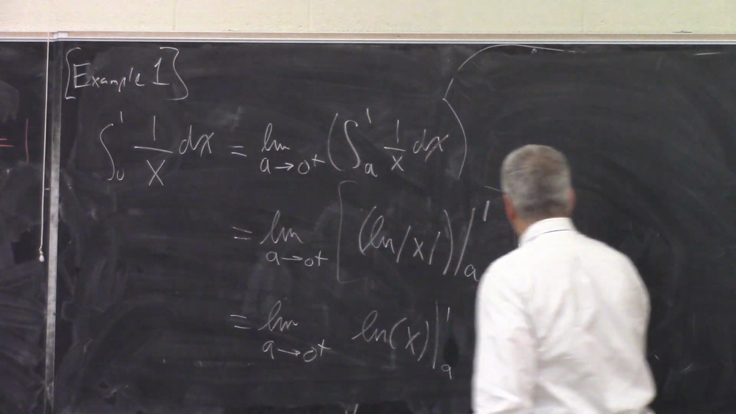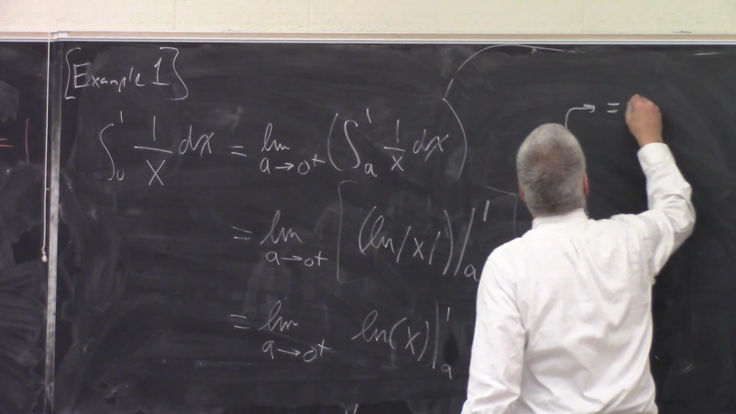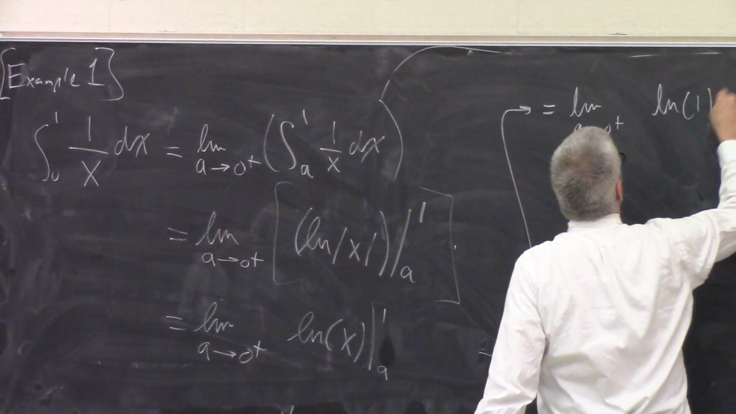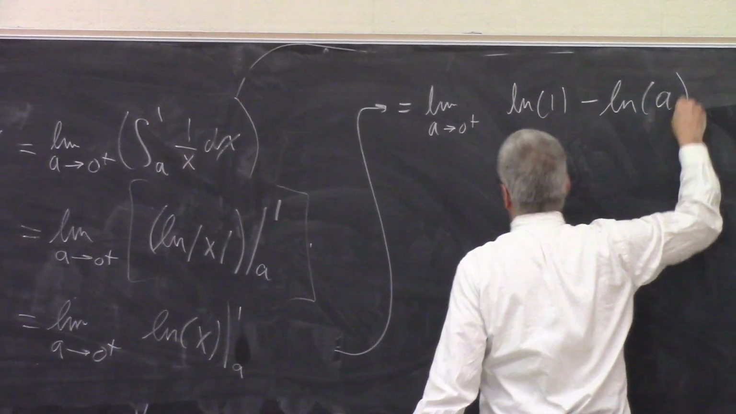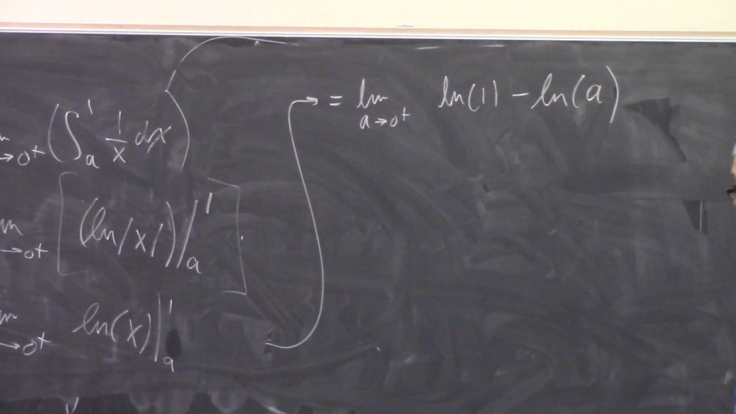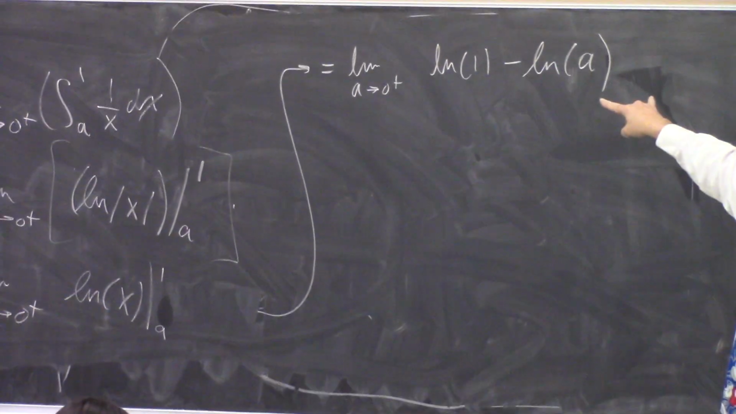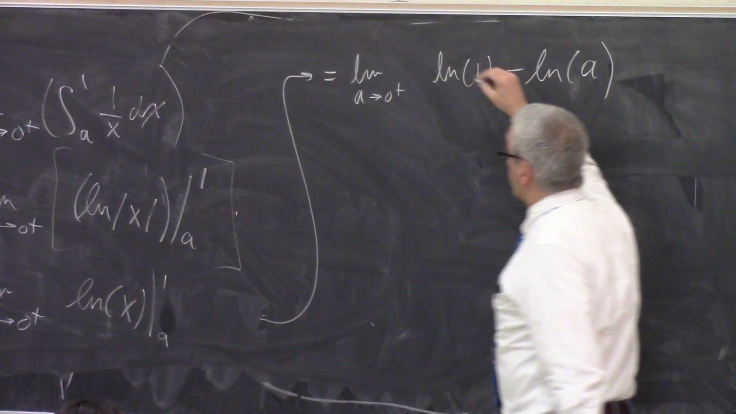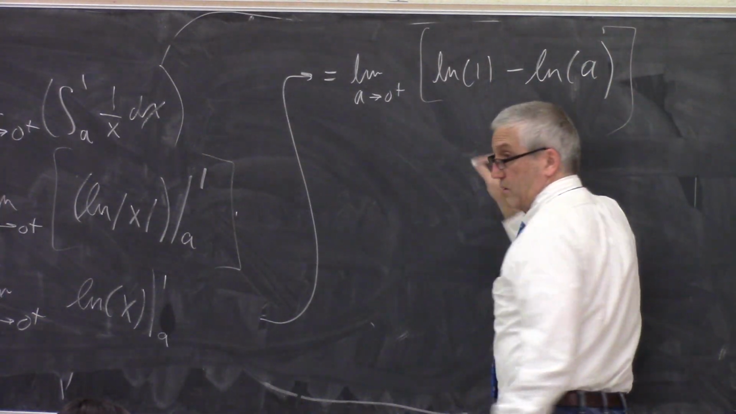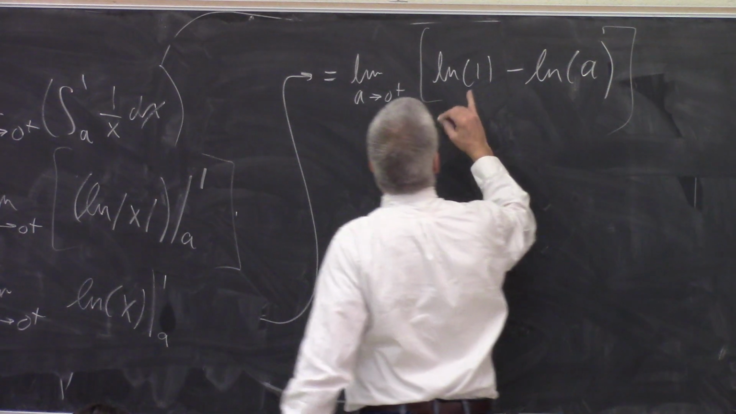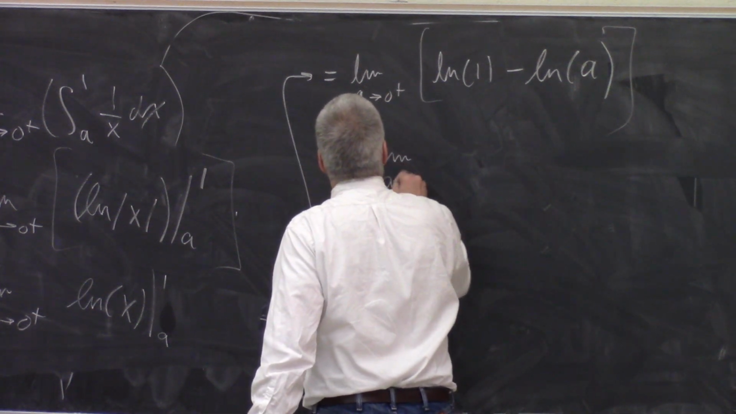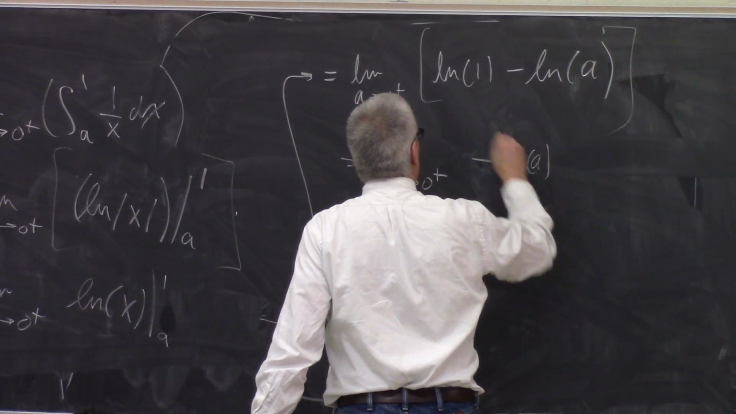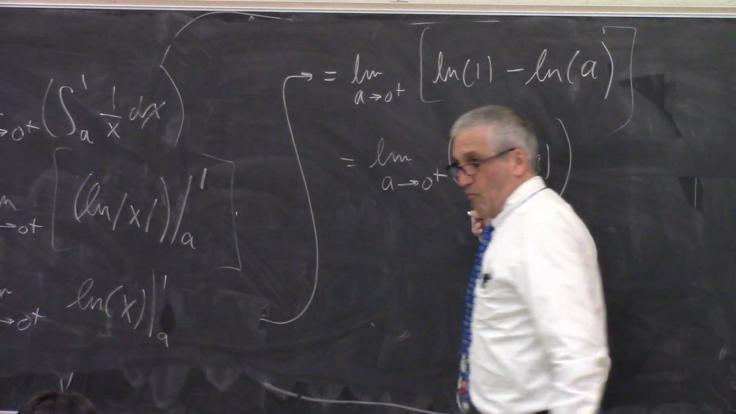Okay, so then how does that look? The limit as a goes to 0 from the right, we have ln of 1 minus ln of a. Somebody raise your hand. How can I simplify that expression? What's ln of 1? 0. Good. So this is the limit as a goes to 0 from the right of minus ln of a. So what is that limit?